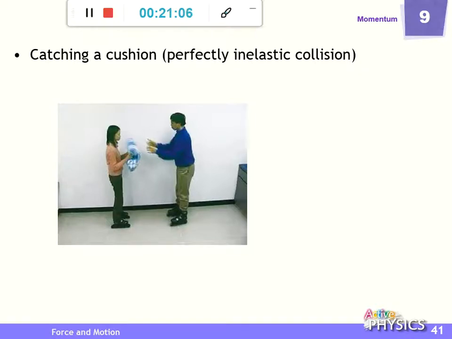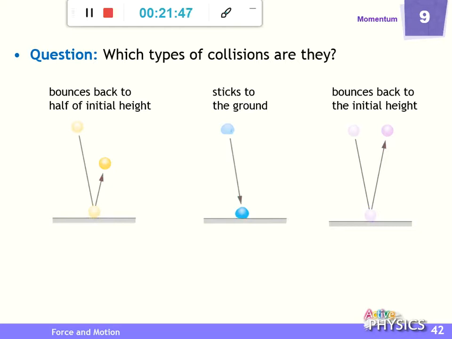And the next one is catching a cushion. This is a perfectly inelastic collision. You get the cushion, you send or throw this cushion to him, and then this boy, or this man, catches it. Then what will happen? They will stick together. This collision we say is a perfectly inelastic collision. When he catches the ball, they move backward together, which is a perfectly inelastic collision.